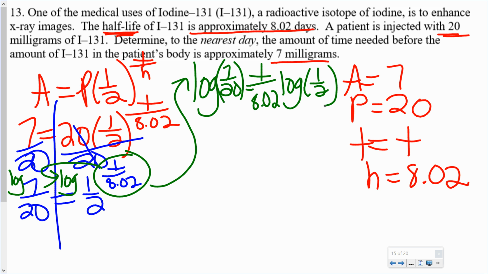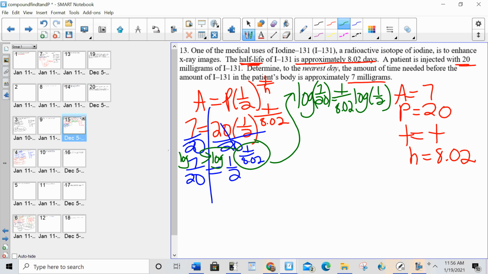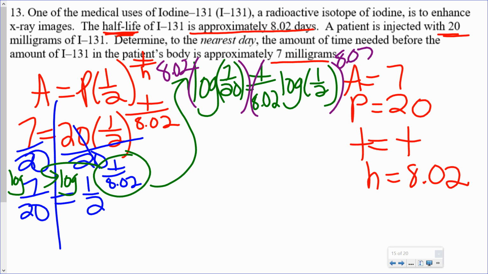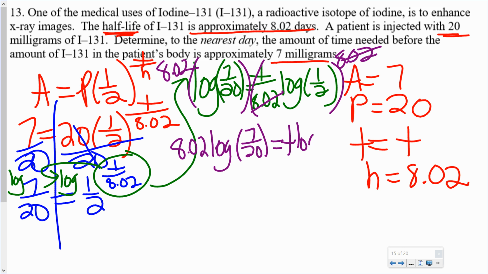So now here's where the algebra is just slightly different. I don't like fractions, so to get rid of that fraction, I'm going to multiply both sides by the 8.02. That gets that to cancel. So I have 8.02 log 7 over 20 equals T log of 1/2. I would then divide both sides by log of 1/2.